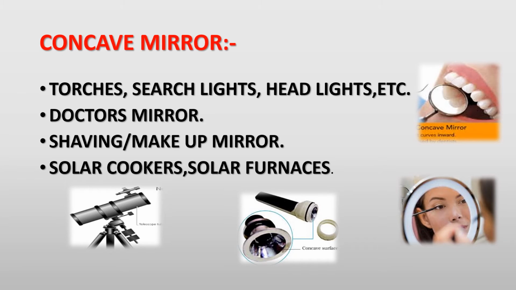Some examples of concave mirror are: first, a concave mirror is used as a reflector in torches, searchlights, headlights of motor vehicles, etc. to get a powerful parallel beam of light. Second, a concave mirror is used as a doctor's head mirror to focus light on our body parts like eyes, ears, nose, teeth, throat, etc.